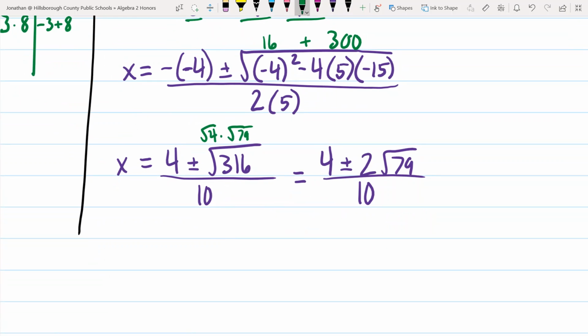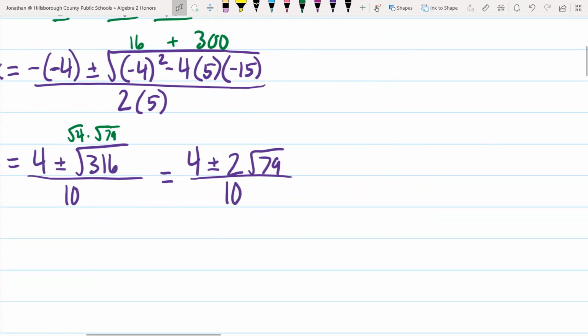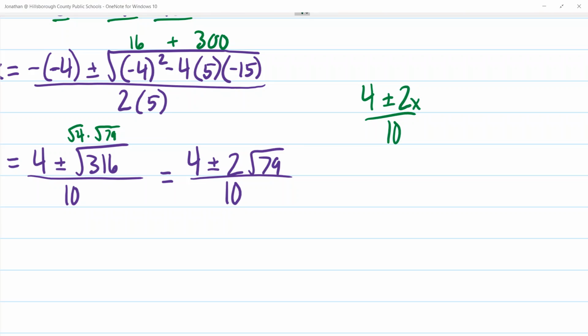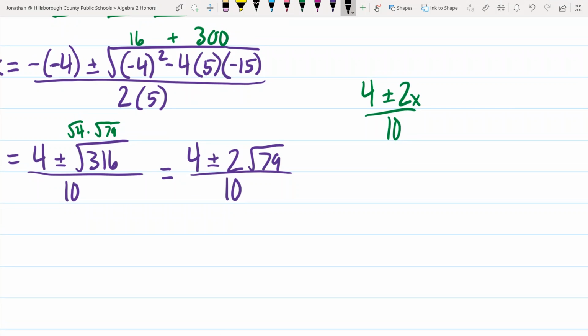We simplify because, like I mentioned yesterday, picture this as 4 plus or minus 2x over 10. You need to know that the 4, the 2, and the 10 can all be divided by 2 and reduced. This is the same thing, just with a square root. So divide it all by 2.